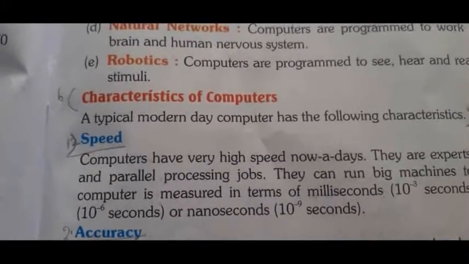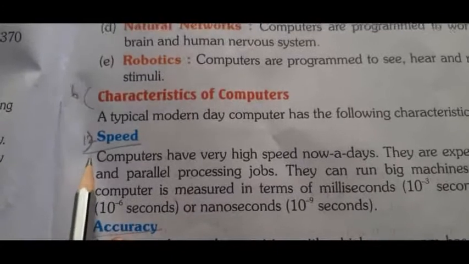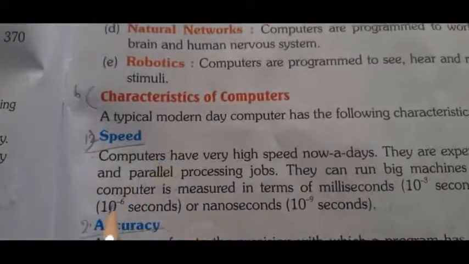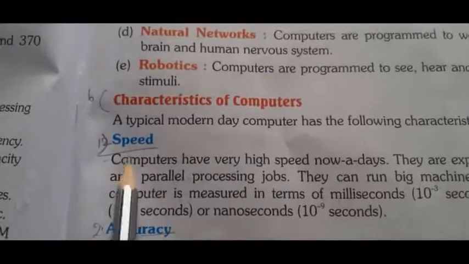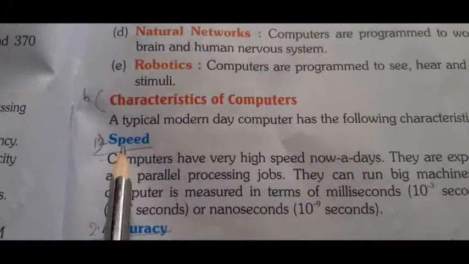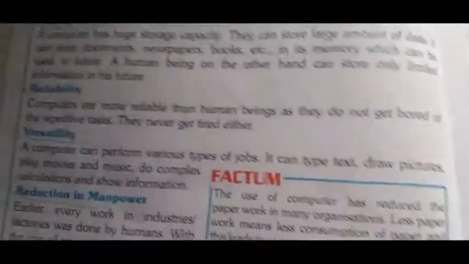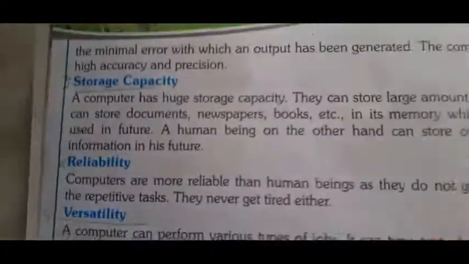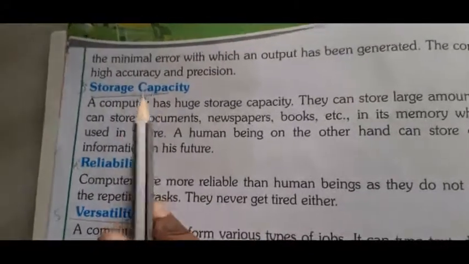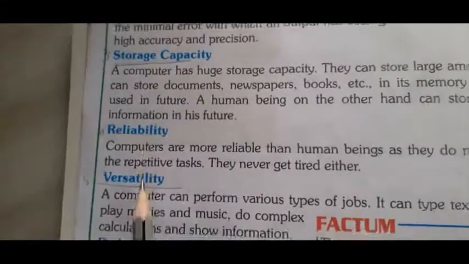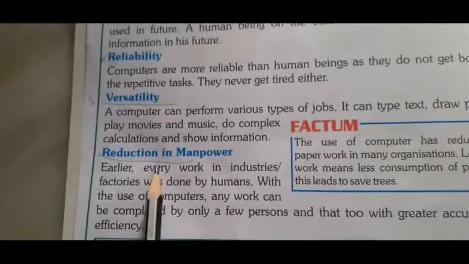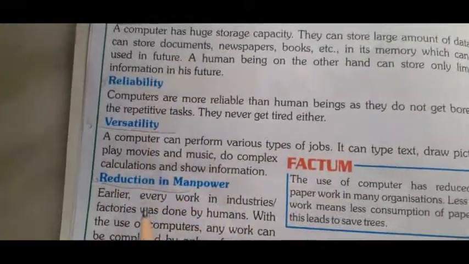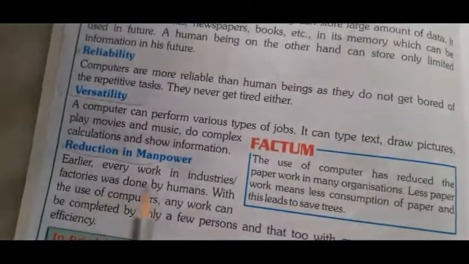After that, only first point, speed. Second point, accuracy. No need to write explanation. Just write side headings only. Speed, accuracy. Next, see page number 12. Storage capacity, third point. Fourth point, reliability. Fifth point, versatility. And sixth point, reduction in manpower. Only you write side headings. No need to write this explanation.